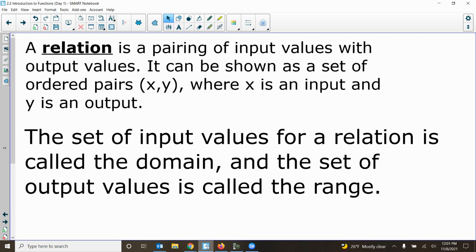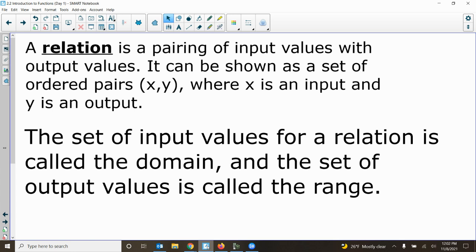Okay? And we tend to write these in ordered pairs. For instance, 3 of hearts goes to Jason: 3 of hearts, comma, Jason. It's relating two sets between each other. The X's are the inputs. The Y's are the outputs.